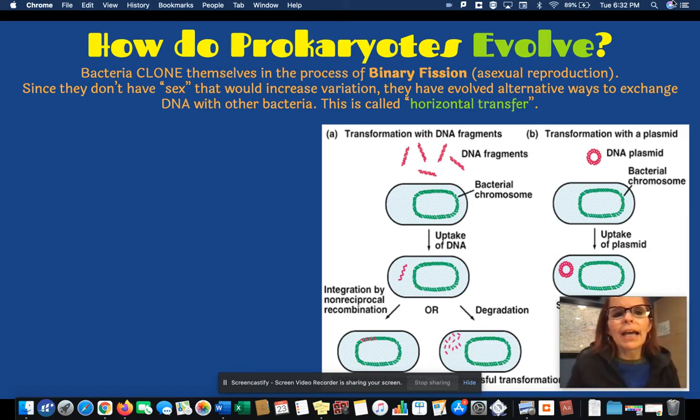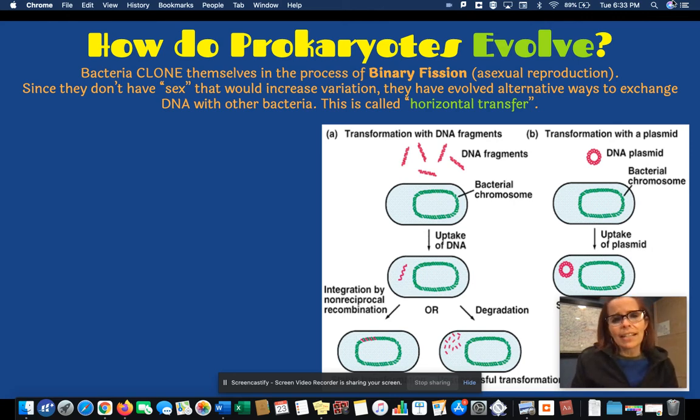Okay, so right off the bat, how do prokaryotes evolve? Bacteria clone themselves in the process of binary fission. That's their form of asexual reproduction. It's very similar to mitosis, but it produces clones. So if they're cloned, how can they evolve? How can they change over time? How can they develop antibiotic resistance?